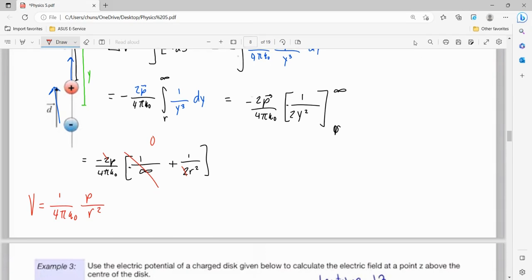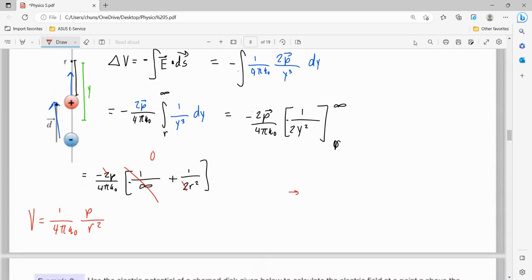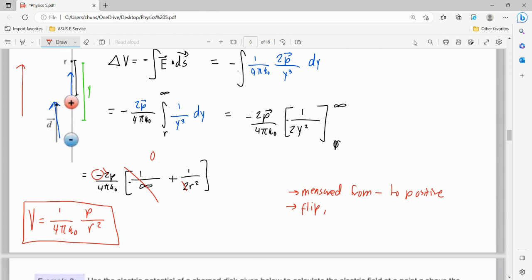And our sign went away because we were measuring 2-point-r from this direction. So because we're moving in this direction to measure, we measured from negative to positive. So because we went against the grain, that's why we started with this negative. But if we flip it, then we get our value for our positive electric potential.